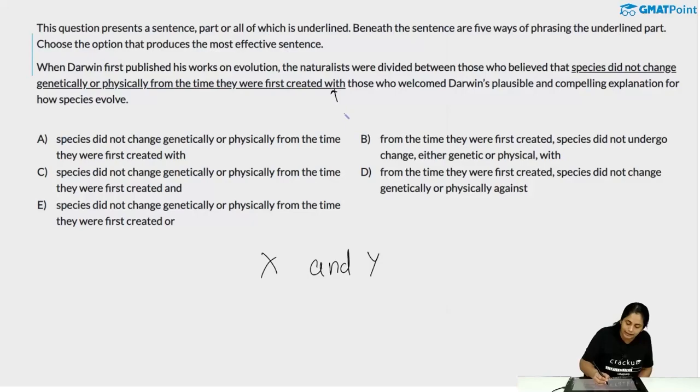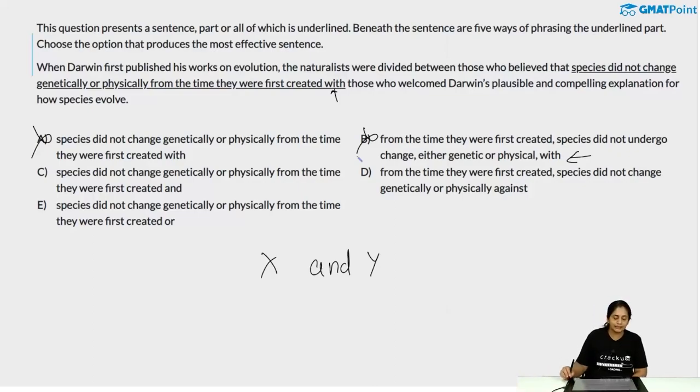Over here, the connector that was used is WITH. When you are saying compare A with B, you can use WITH. But if you say split into two, then you have to say A and B. The use of the preposition with is incorrect. So because of that, I can eliminate option A. Similarly, over here also we have with. For the same reason, we can eliminate option B.